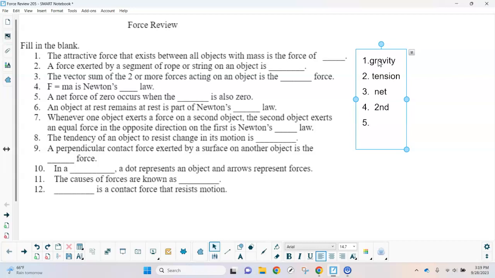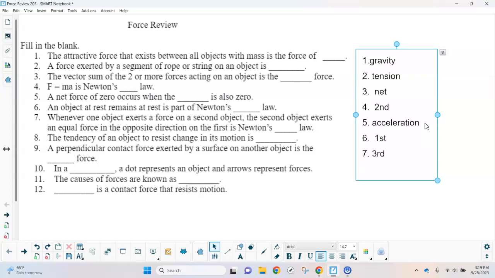5, net force of 0 occurs when the blank is also 0. That would be when the acceleration is 0. Another case to describe this would be that the forces are balanced, and because of that, there is no acceleration. An object at rest remains at rest is part of Newton's first law. 7, whenever one object exerts a force on a second object, the second exerts an equal force in the opposite direction on the first. That is known as Newton's third law. That's an action-reaction pair.